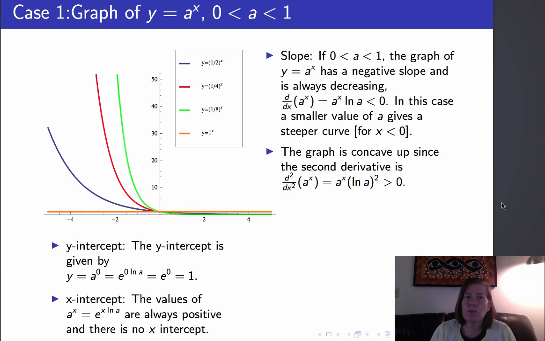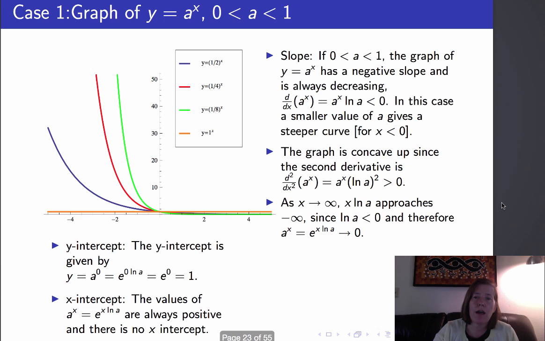The graph is also concave up because if I calculate the second derivative, which is the derivative of the first derivative, I get the natural log of a times the derivative of a to the x, which is the natural log of a squared times a to the x. And this is always positive because it's the product of two positive numbers, therefore our graph is concave up.